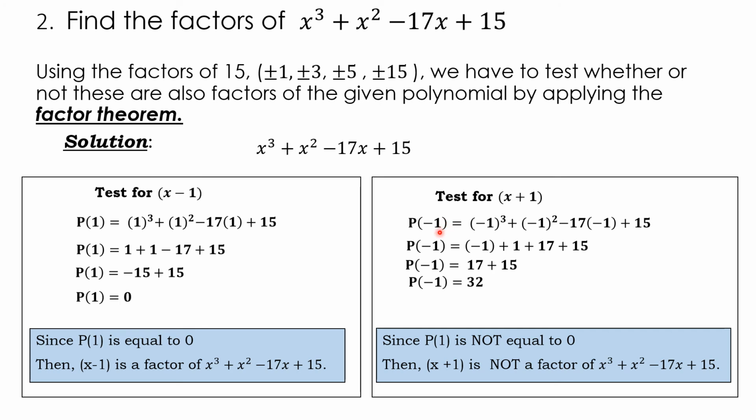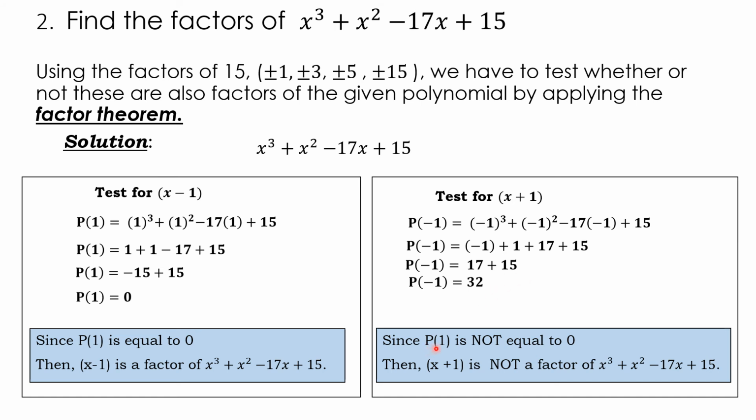So, we have the value of c as negative 1. So, papalitan lang ulit natin lahat ng x ng negative 1. So, we have negative 1 cubed plus negative 1 squared minus 17 times negative 1 plus 15. So, what will happen is that we're going to have negative 1 cubed, that's negative 1, plus negative 1 squared, that's positive 1, plus negative 17 times negative 1, that's positive 17 plus 15. So, ano nangyari? So, we have negative 1 plus positive 1, that's 0. So, natira na lang si 17 plus 15. 17 plus 15 is 32.